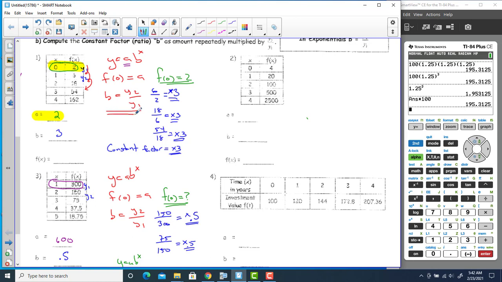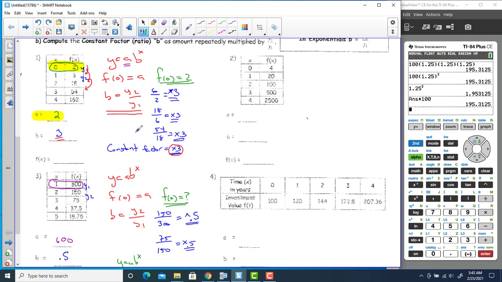So in order to formally determine the constant factor, we want to divide each output value by its previous amount, or we say y2 divided by y1. We're going to undo the multiplication in the table by dividing. In order to do that, we would divide 6, the second measured amount, by 2, the first measured amount, and determine it's 3 times greater. And you can confirm that by doing each measured amount in the table beyond that by its previous amount. 18 is 3 times greater than 6. 54 is 3 times greater than 18. So the constant factor, or the amount that we're repeatedly multiplying by, is 3.